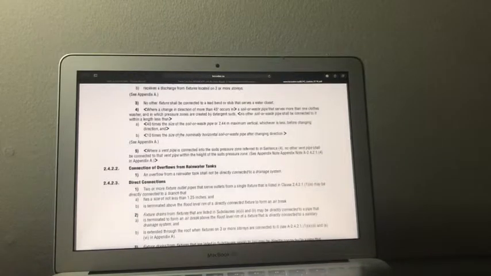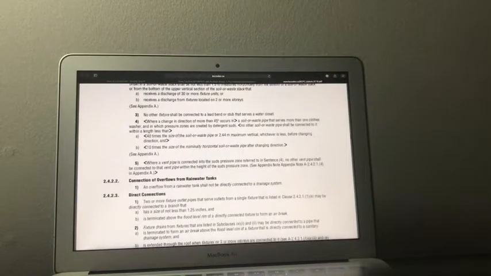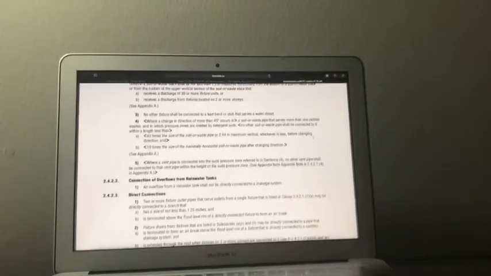We're changing direction of more than 45 degrees in a soil or waste pipe that serves one or more clothes washers and in which pressure zones are created by detergent suds. No other soil or waste pipe shall be connected to it within a length less than 40 times the soil or waste pipe, or 2.44 maximum on the vertical, whichever is less, before changing direction, and 10 times the size of nominal horizontal soil or waste pipe after changing direction. Don't worry.